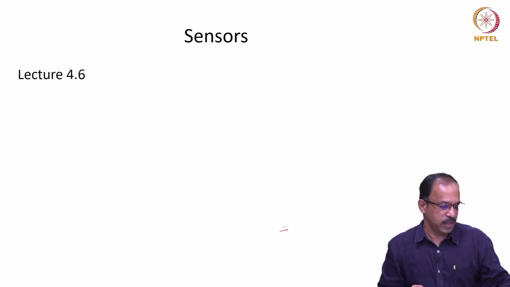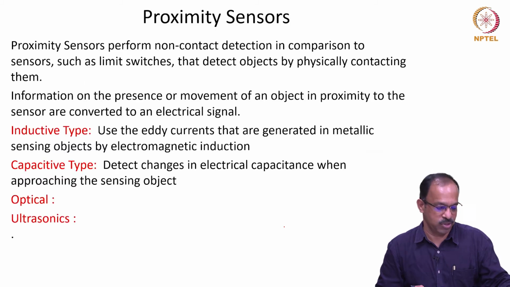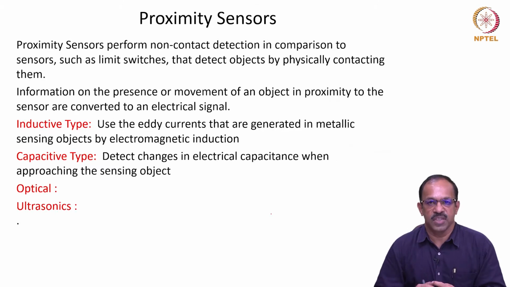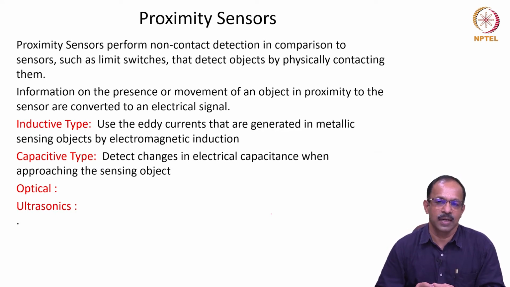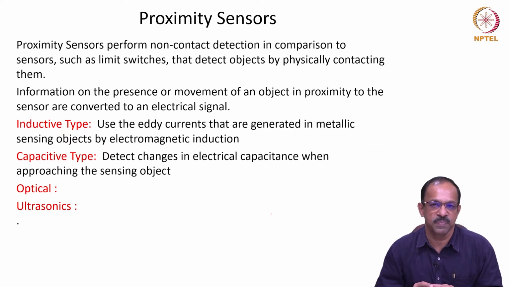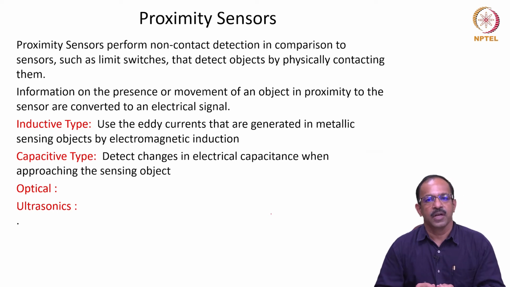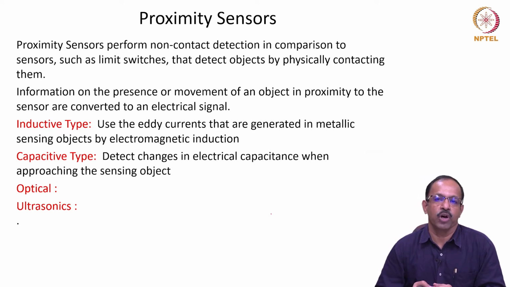another class of sensors which are very commonly used, though they are not very much needed in localization and other aspects, but they are used for many other applications in mobile robots. So they are basically the proximity sensors. Proximity sensors do non-contact sensing compared to sensors like limit switches, which actually depend on contact to sense objects. Proximity sensors do non-contact sensing.